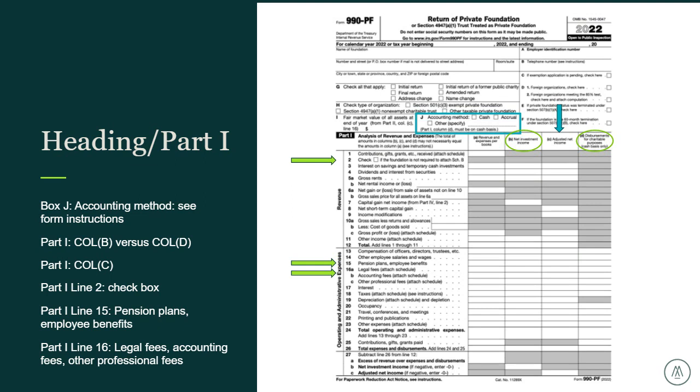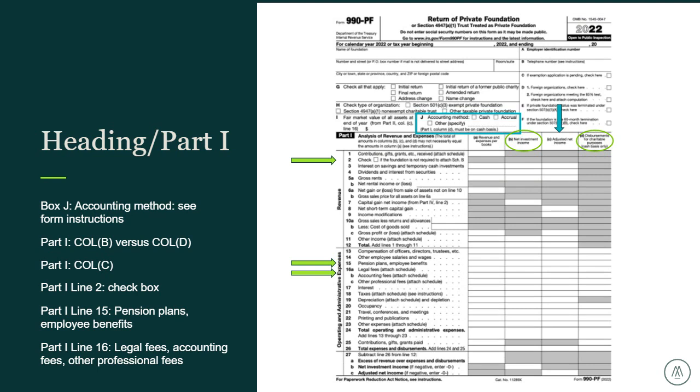Column B is net investment income, so only investment information is provided in that column. Column C is adjusted net income, and this column typically is used for a private operating foundation. And then column D is disbursements for charitable purposes, but do note that this does have to be on cash basis, even though the organization might be completing its column A as accrual basis.